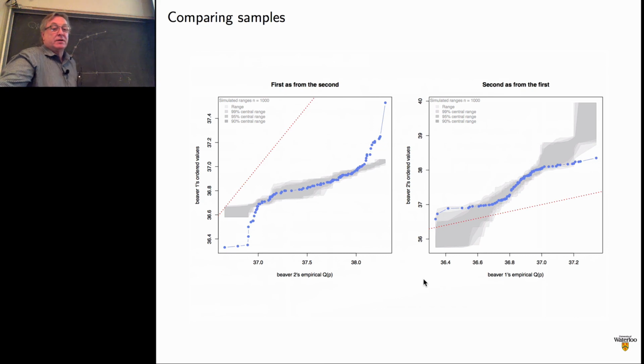Now I added a sort of y equals x line there. So if the temperatures were in fact identical in distribution, same location, same scale, and same shape, they would be near that red line. They're not. Okay? Any questions? Yes?